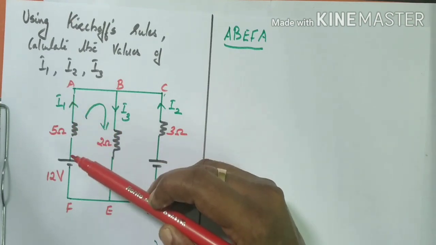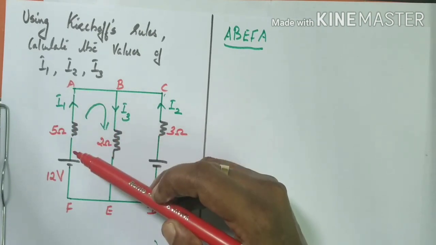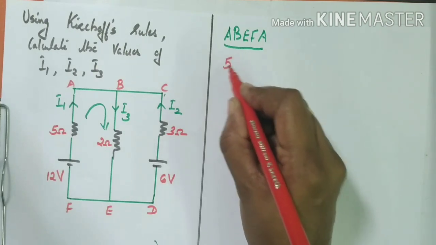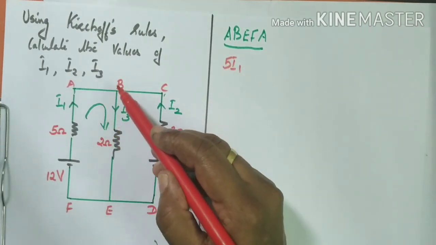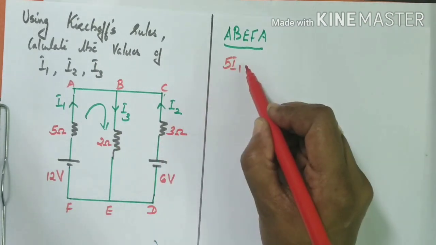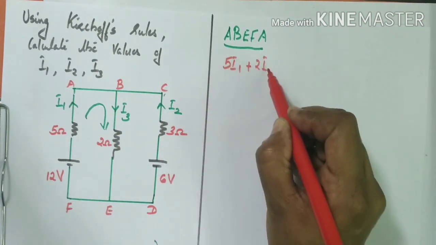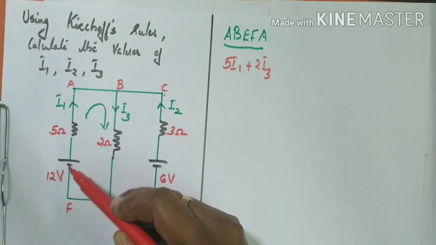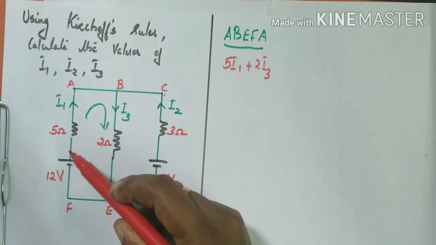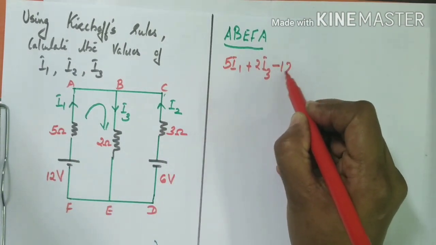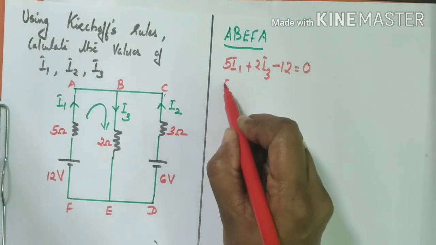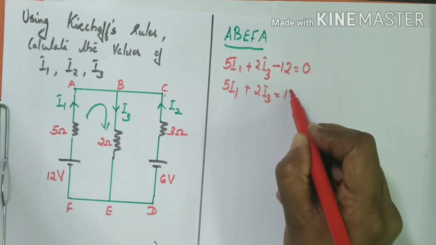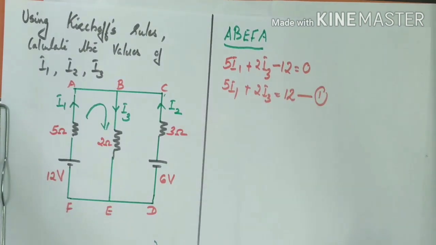I1 into 5. The original current is in the upward direction, the assumed direction is also the same direction. Therefore, its potential difference is positive, 5I1. Now, what is the potential difference across 2 ohm? That is again plus 2I3, same direction. Now, here it is from negative to positive. That means lower potential to higher potential. Therefore, it is minus 12 equal to 0. Or we can write 5I1 plus 2I3 is equal to 12. That is the first equation.